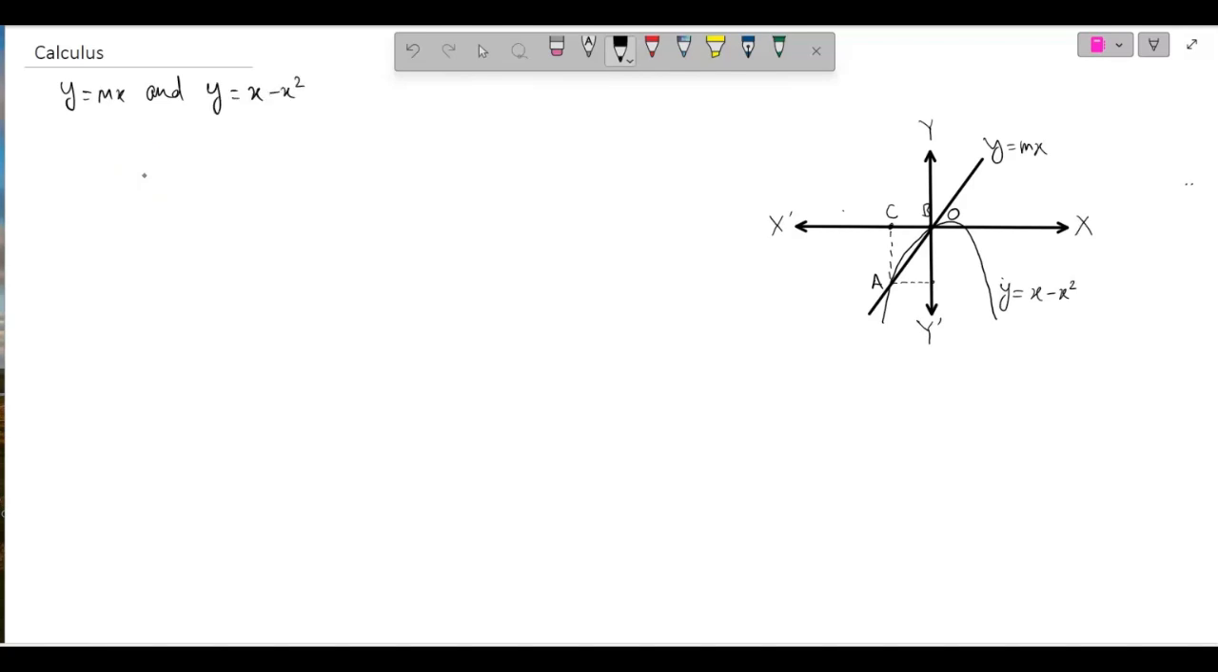x minus x square. So the first equation is an equation of a straight line passing through the origin, and the second equation is the equation of a parabola. The coefficient of x square is negative, so the parabola is opening downwards.